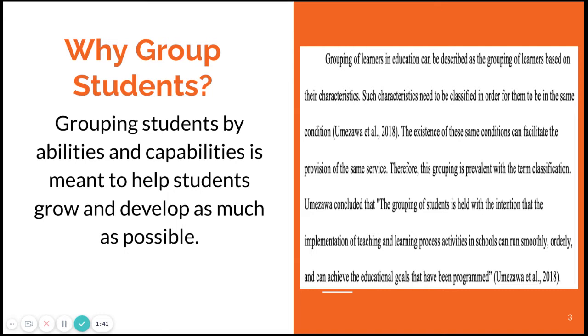Umizawa concluded that the grouping of students is held with the intention that the implementation of teaching and learning process activities in schools can run smoothly, orderly, and can achieve the educational goals that have been programmed. So essentially what this is saying is that students should be grouped intentionally and purposefully.